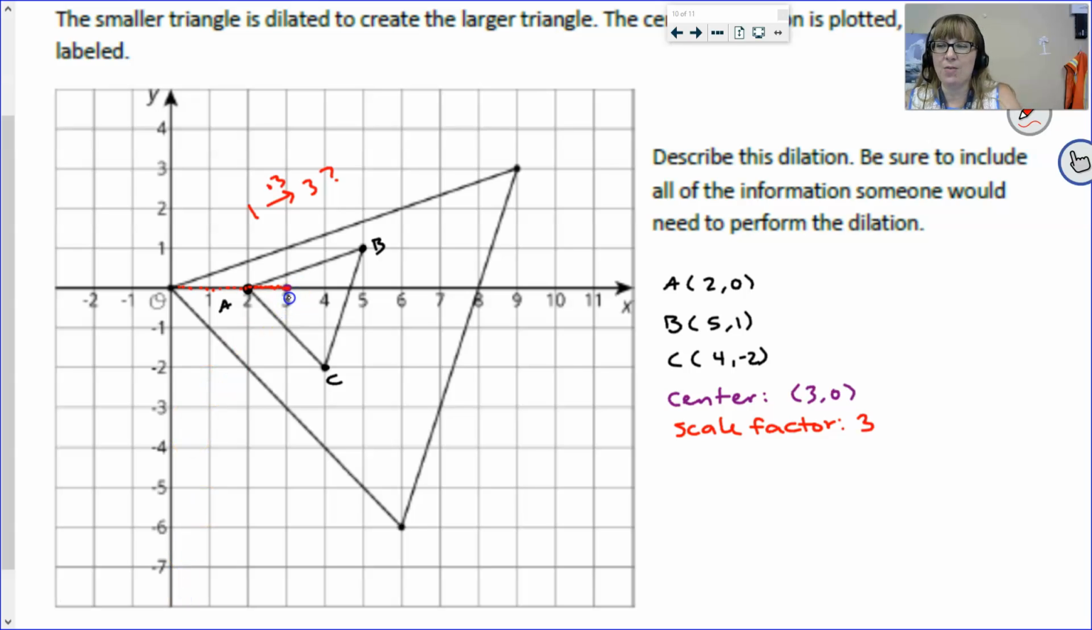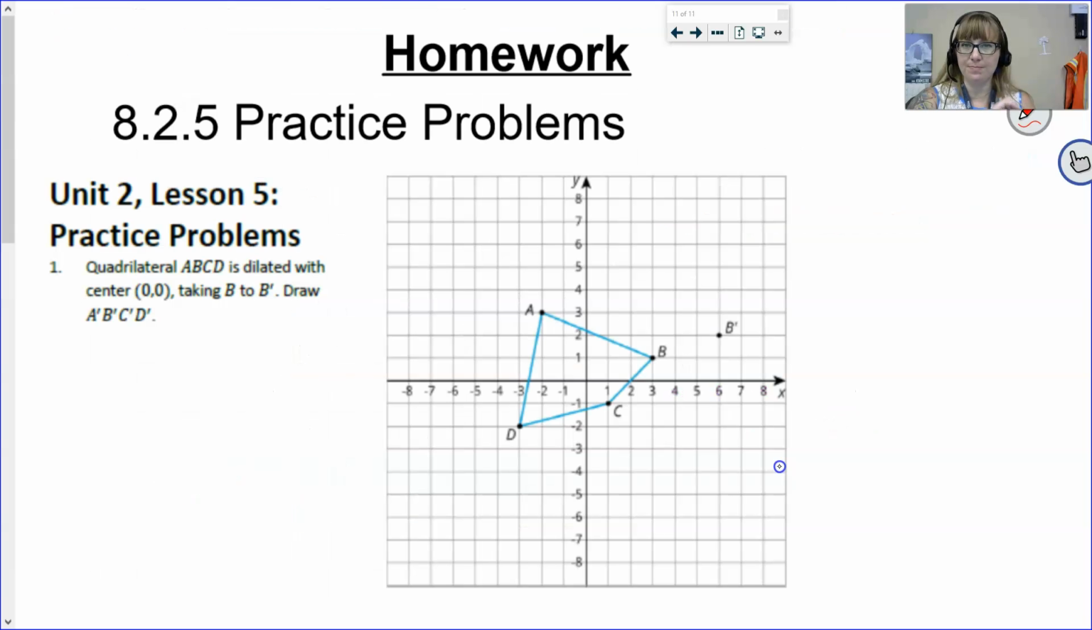We can observe that in a few other places as well. This point goes 2 down and 1 across. And the distance to the dilated point is 1, 2, 3, 4, 5, 6 down. So again, how does that 2 change to going down 6? It's because we're multiplying by 3. And what was going over 1, now we're going over 1, 2, 3. And again, how does that 1 change to a 3? Because we're multiplying by 3, making our scale factor 3.